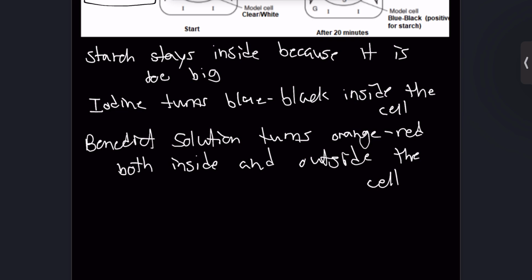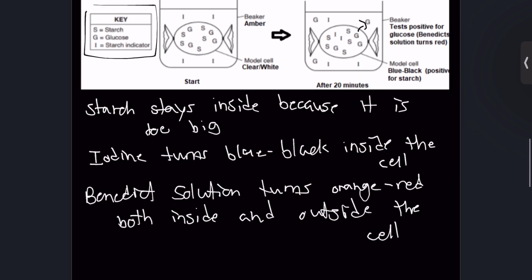So this is a key lab you want to remember, and often they will give you this exact diagram we had right up here, and you'll be asked to analyze it or draw some conclusions from it. So these are the key things you want to remember.